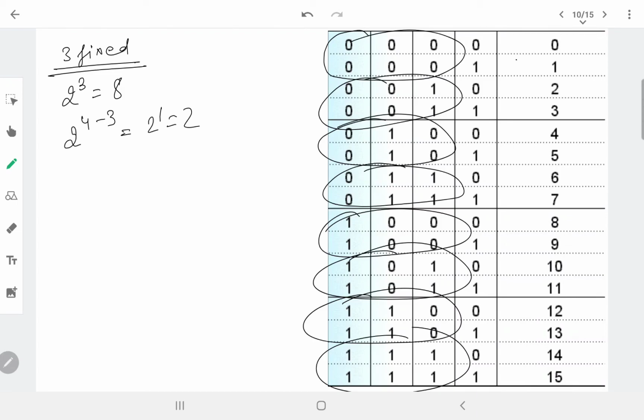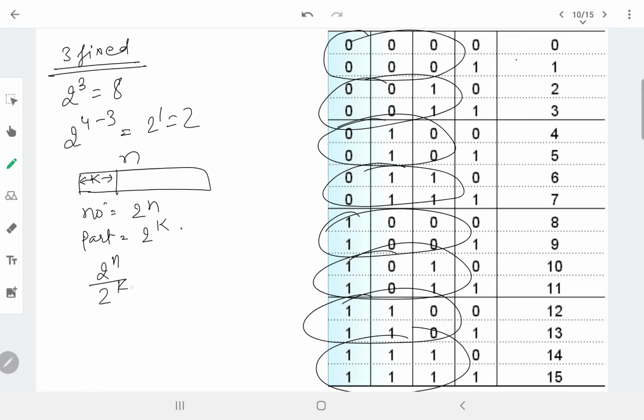Now let's summarize it. Suppose we have an n bit number. If we have n bits, total numbers formed will be 2 to the power n. And if k bits out of these are fixed, the total number of partitions will be 2 to the power k. And each of the partitions will have 2 to the power n by 2 to the power k, and that's 2 to the power n minus k numbers.